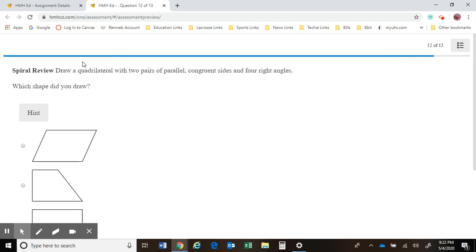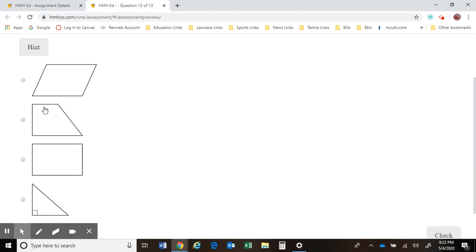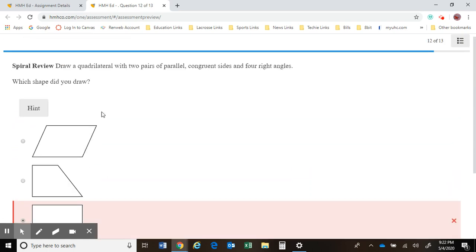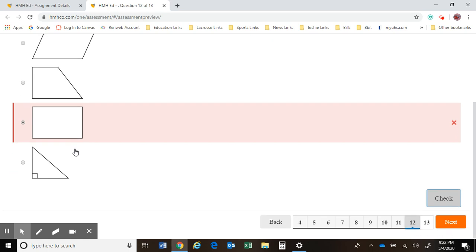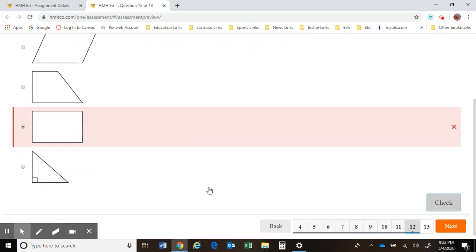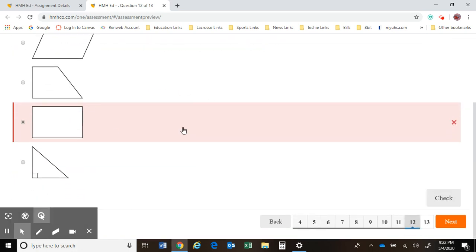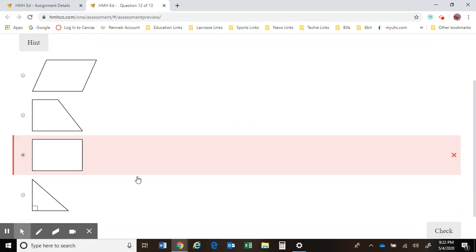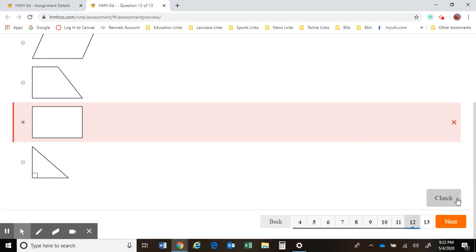All right, moving on. Draw a quadrilateral with two pairs of parallel sides, congruent sides, and four right angles. Does this have four right angles? No. Does this have four right angles? No. Does this have four right angles? Yes. Does this have four right angles? No. There's our answer. I'm not sure why it says that one's wrong because that's 100% correct. So moving on. That's definitely right. So, error in the program there.